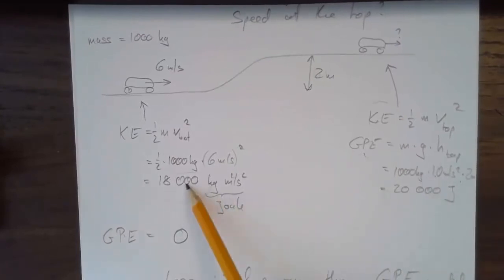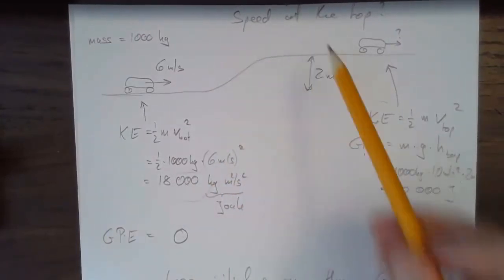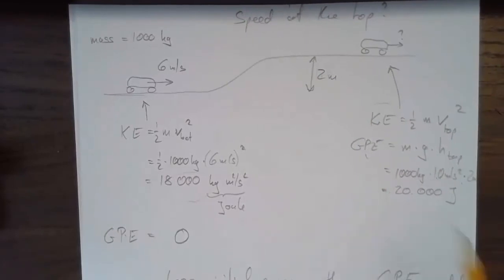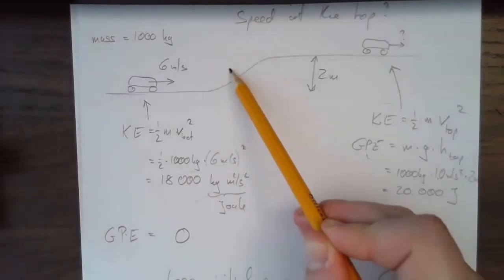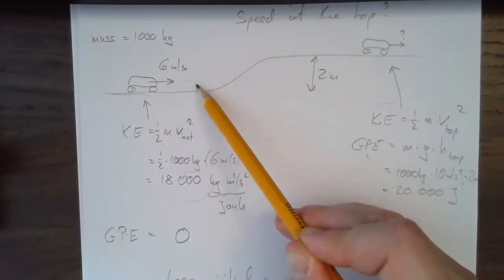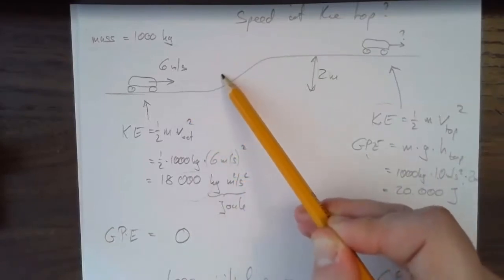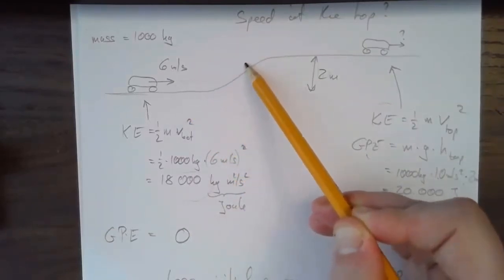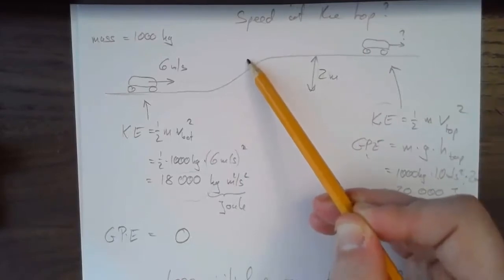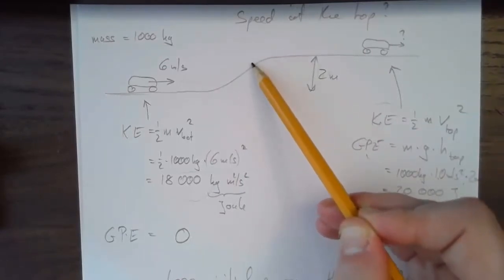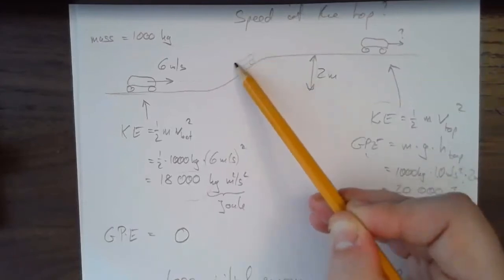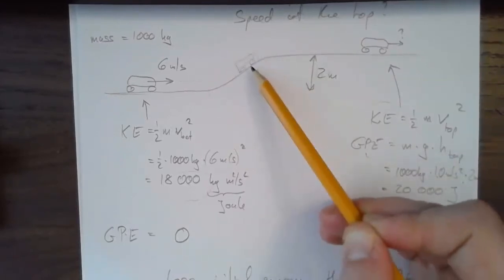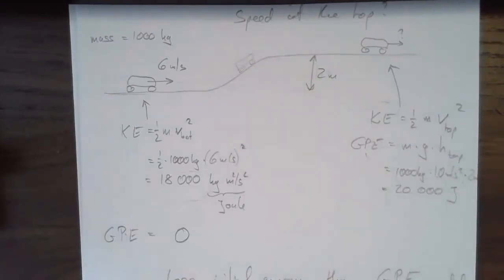20,000 joules, 18,000 joules. There's not enough energy to make it to the top of the hill. The car will run out of energy. Its kinetic energy is going to get turned to potential. It's losing kinetic energy as it goes up the hill, gaining gravitational potential, but it doesn't have enough to make it up the hill. So it ends up there and doesn't get any further, and then probably starts rolling back down. So it wasn't going fast enough initially.